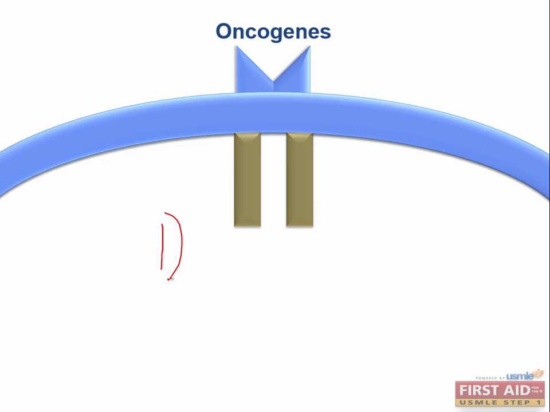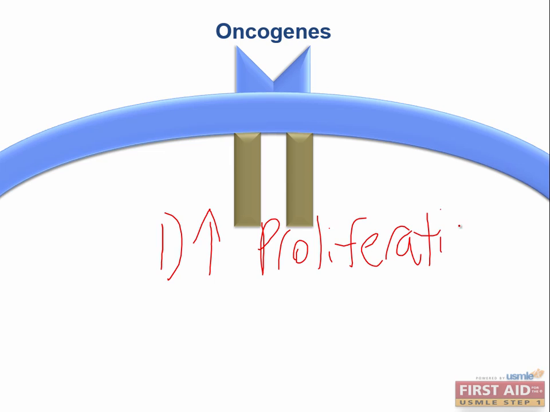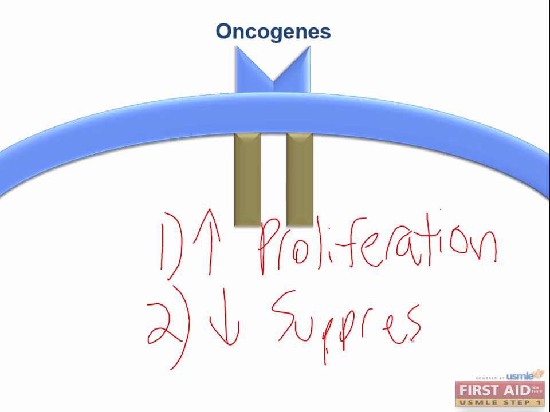So, one, you can increase the proliferation. That's one way. Just increase the division of cells. Have uncontrolled division. Or you can decrease the suppression. All right? So those are the two main ways. You basically think of it like driving a car. So put your foot on the gas and speed it up more, or take your foot off the brake. Those are the two ways that you can lead to cancer.